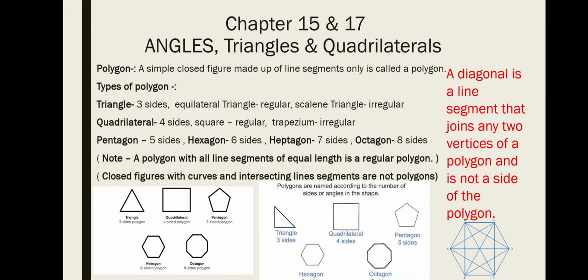Then what is a diagonal? A diagonal is a line segment that joins any two vertices of a polygon and is not a side of the polygon, because it is in the interior of the polygon. Like you know how to draw the diagonals of a square or rectangle, so like that for any polygon you can draw its diagonals.